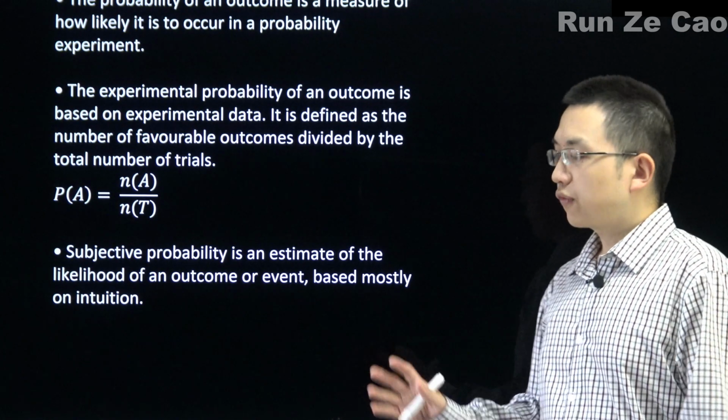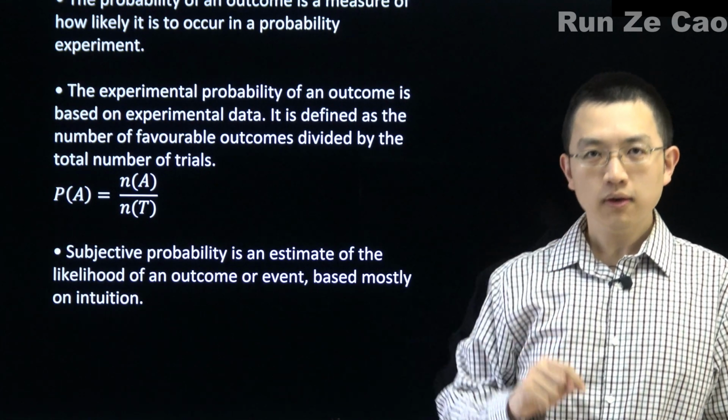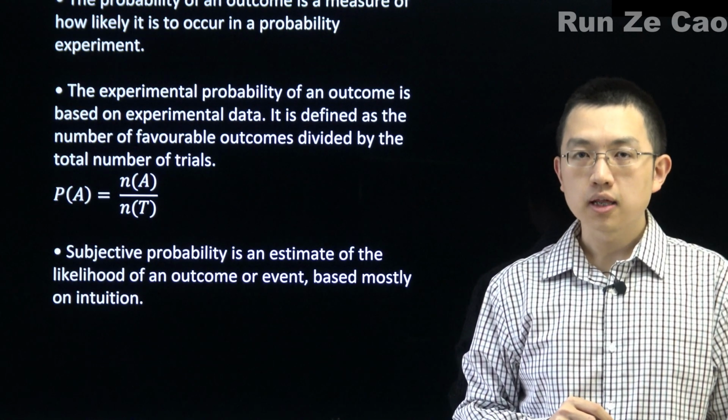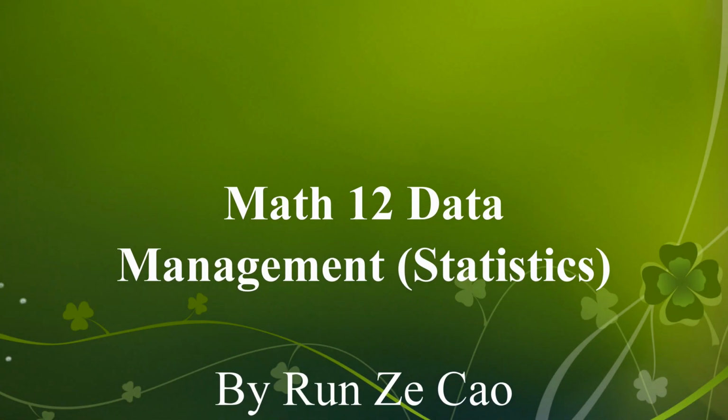Well, that's it for this section. Next section, we get to talk about the difference between theory and reality, namely theoretical probability. So, see you later.